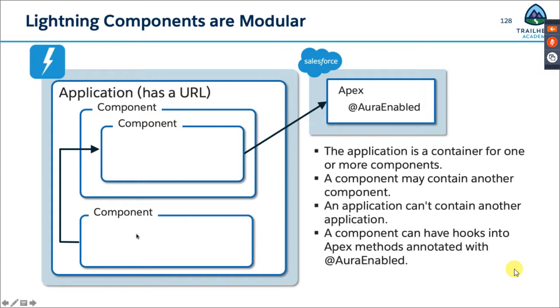Now, your component is able to talk to Apex to get data, as long as the methods are annotated with a particular annotation called AuraEnabled. By the way, this applies to both the Apex side of the Lightning Aura components and the Lightning Web Components, exactly the same thing. Both of them require the methods to be AuraEnabled.